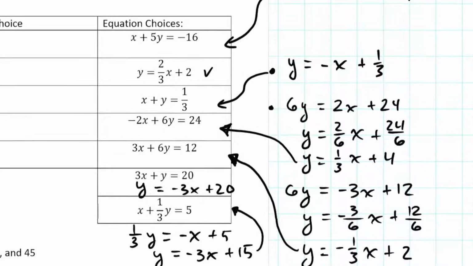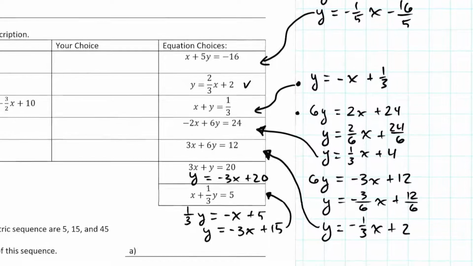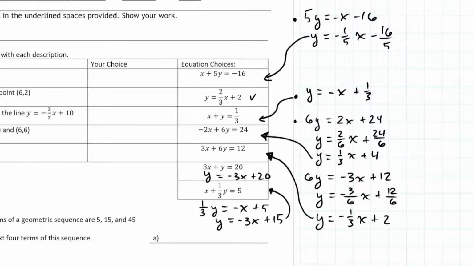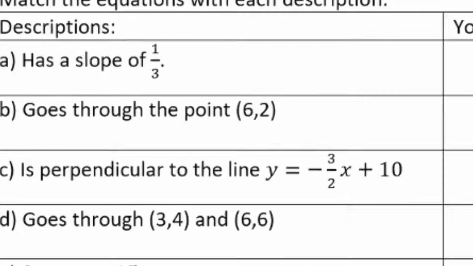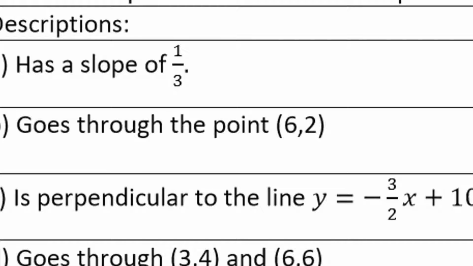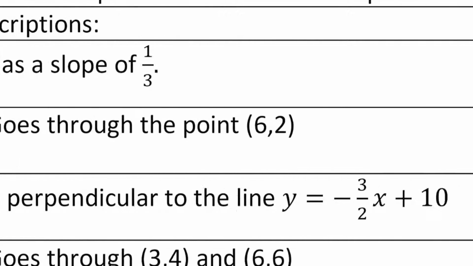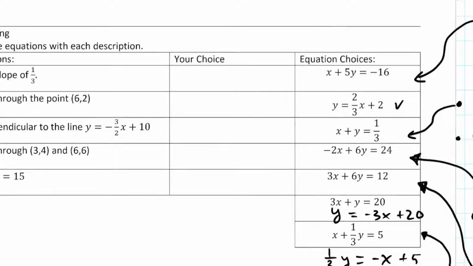So having equations, or being able to look at equations, in slope-intercept form probably is more helpful in some ways. The first question I'm asked is, which one of these equations has a slope of 1/3? Well, now that they're all in slope-intercept form, it's pretty easy for me to go through and find which one has a slope of 1/3.